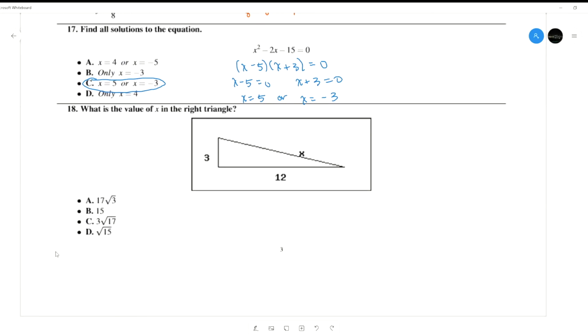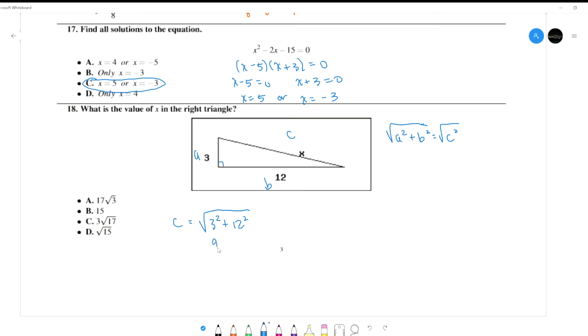Okay, number 18 is our Pythagorean theorem. This is a right triangle, right? Therefore, you have your A, B, and C. Remember, A squared plus B squared equals the hypotenuse, C squared. And then you would take the square root of both sides, right? So I know I have 3 squared plus 12 squared, and then the square root of that gives me C. Right, so this is 9 plus 144, which is equal to the square root of 153.